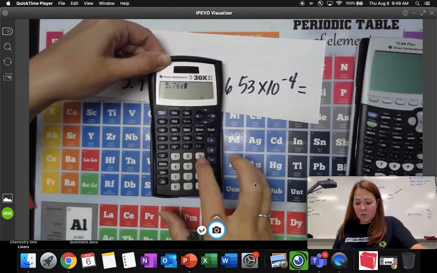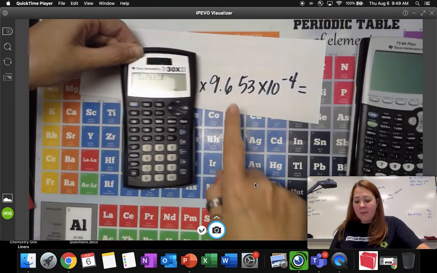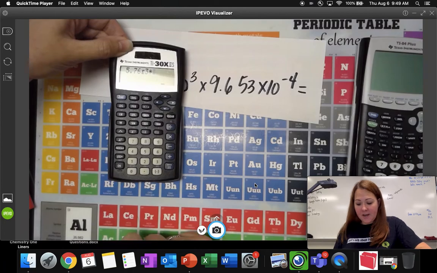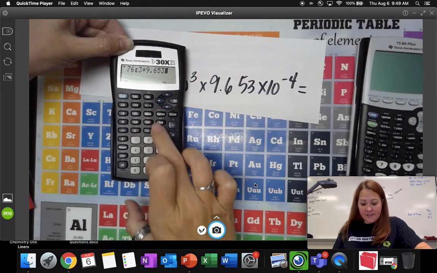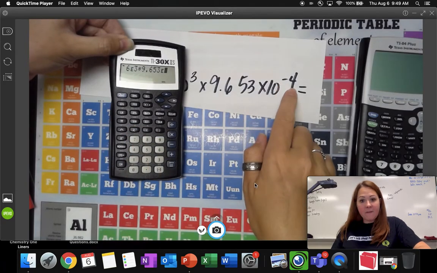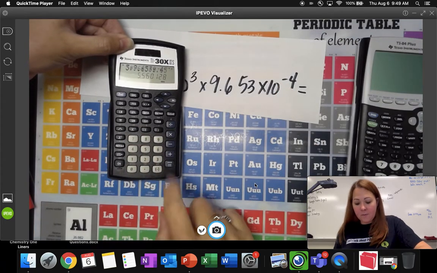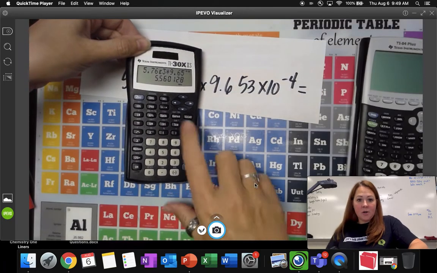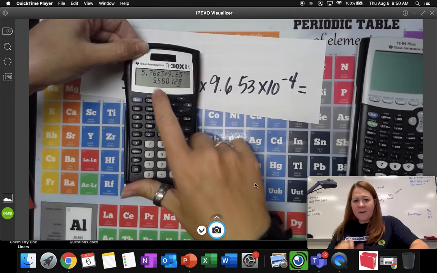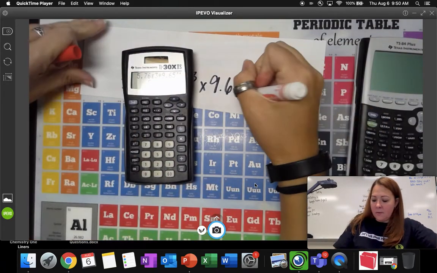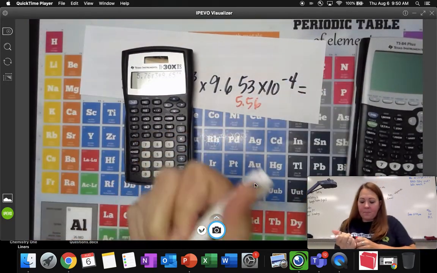The problem says 3. And then for this part of it, I would just push times 9.653 second E -4. So I'm going to push -4. And it comes up with an answer. We can just round to 2 decimal places. So 5.56 is my answer there. I'm going to write that down before I lose it.